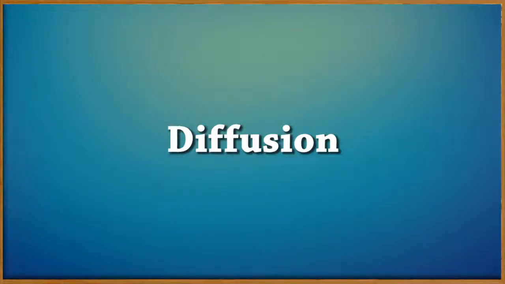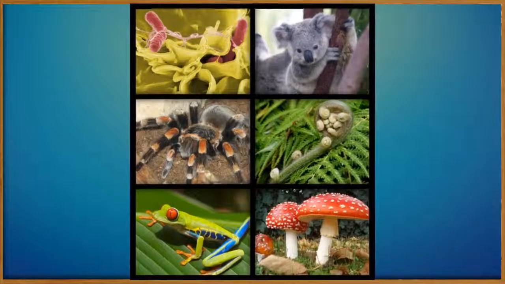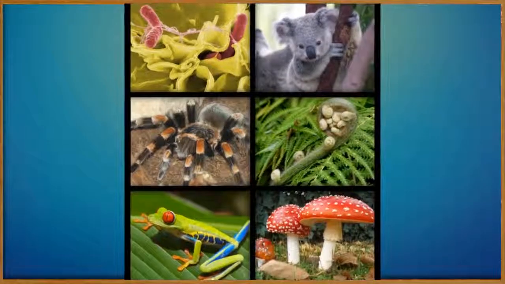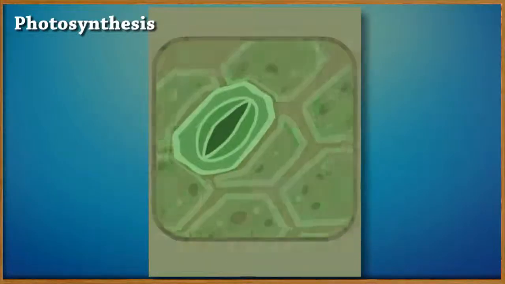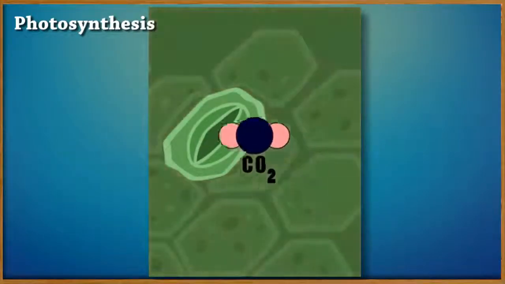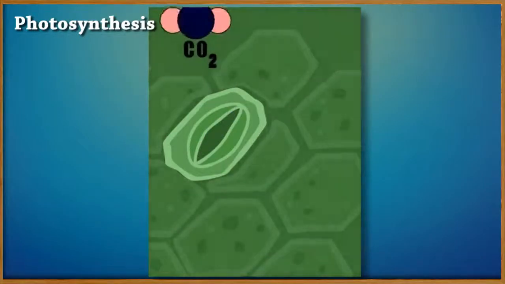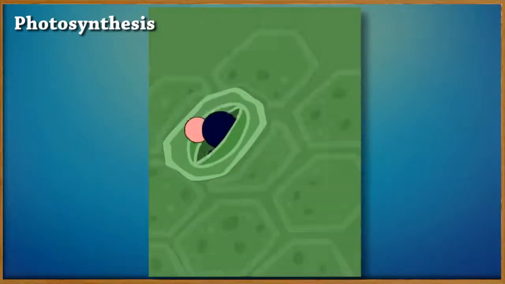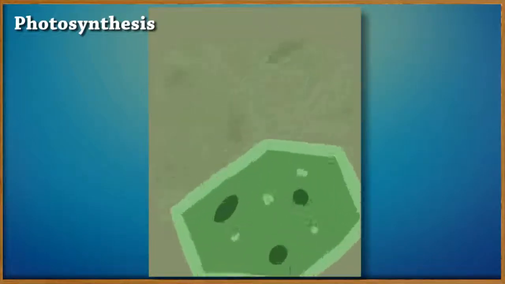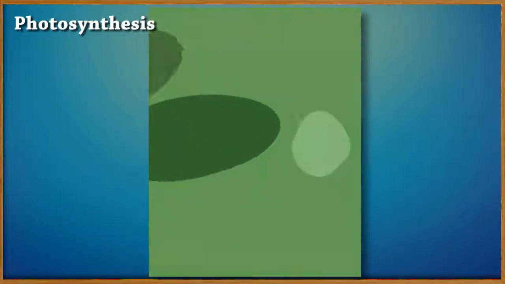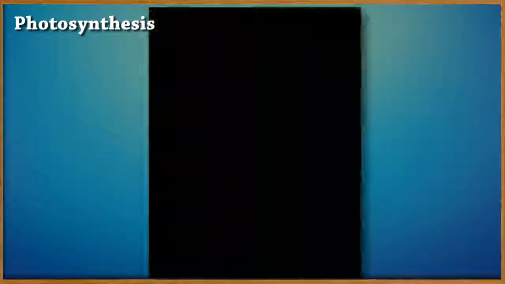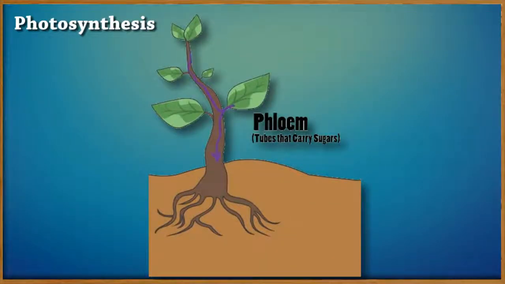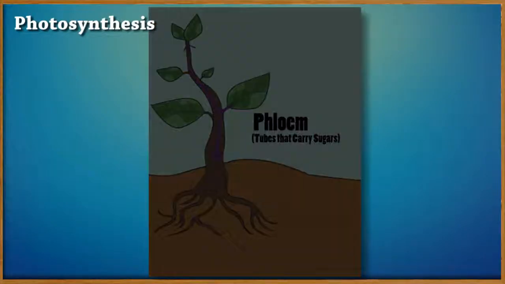Diffusion. Living organisms obtain many of their requirements by diffusion. For example, plants need carbon dioxide for photosynthesis. This diffuses from the air into the leaves through stomata. The diffusion happens as there is a lower concentration in the leaf than in the outside air. Oxygen is the waste product of photosynthesis that diffuses out in the same way.